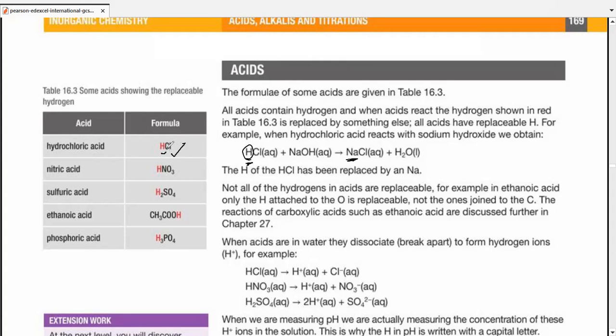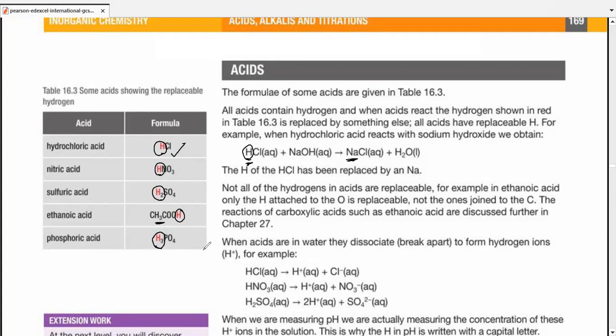HCl, this H is replaceable. HNO3 or nitric acid, this H is replaceable. Sulfuric acid actually has two replaceable hydrogens. Acetic acid has four hydrogens, but only one of them is replaceable. This one is not replaceable, being part of the organic structure or a link to carbon. Phosphoric acid has three replaceable hydrogen atoms.